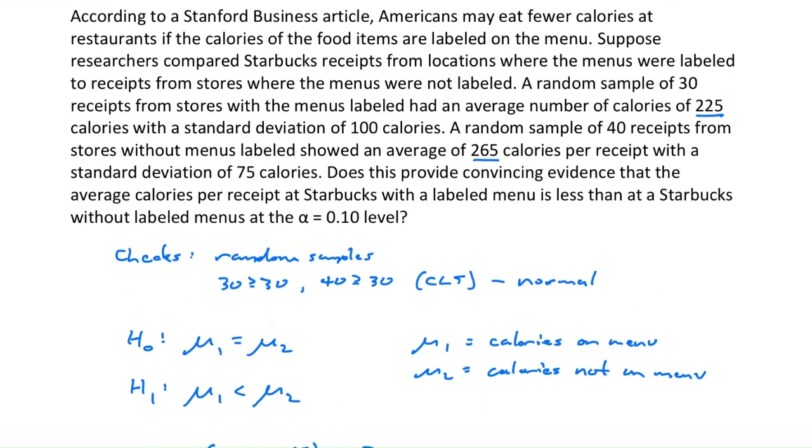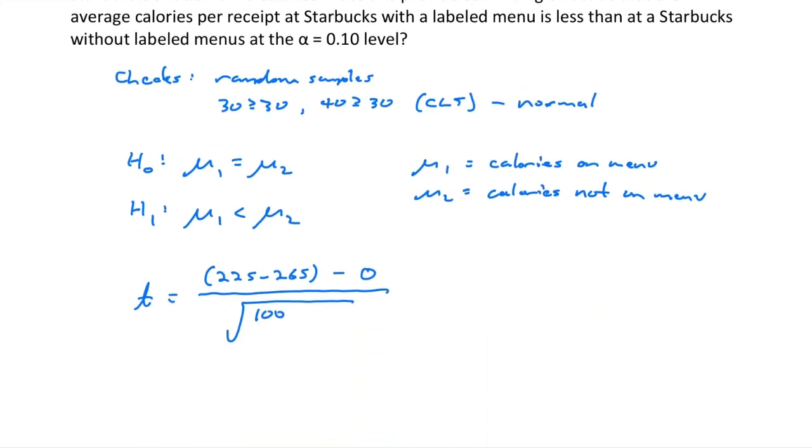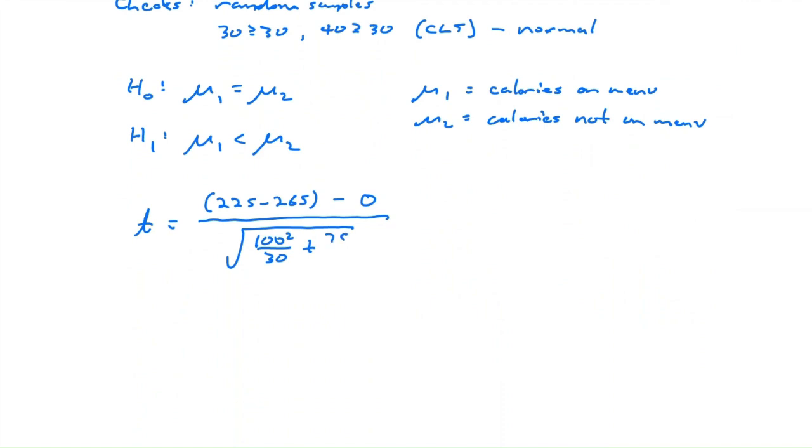So the first one had a standard deviation of 100, and that was the one that had a sample size of 30. So we're going to take 100 squared divided by 30, and then plus the second one had a standard deviation of 75, and its sample size was 40. So 75 squared divided by 40. All right. So I encourage you to actually calculate this. Make sure that you can get this all correct on your calculator or technology, whatever you happen to be using.